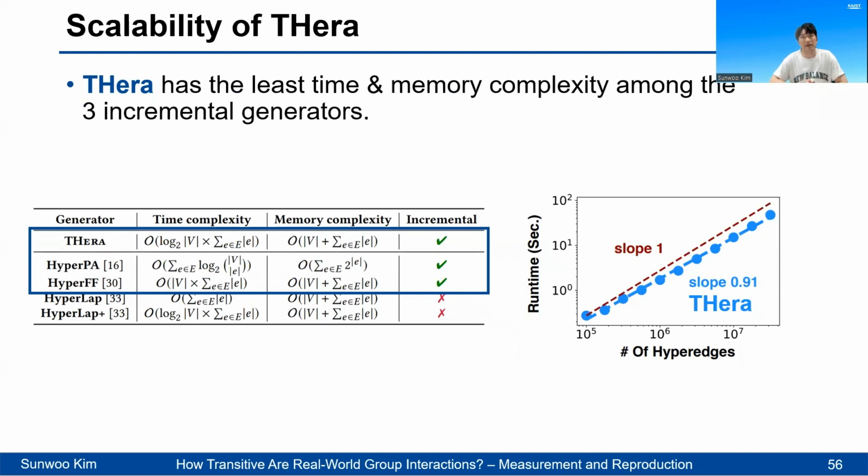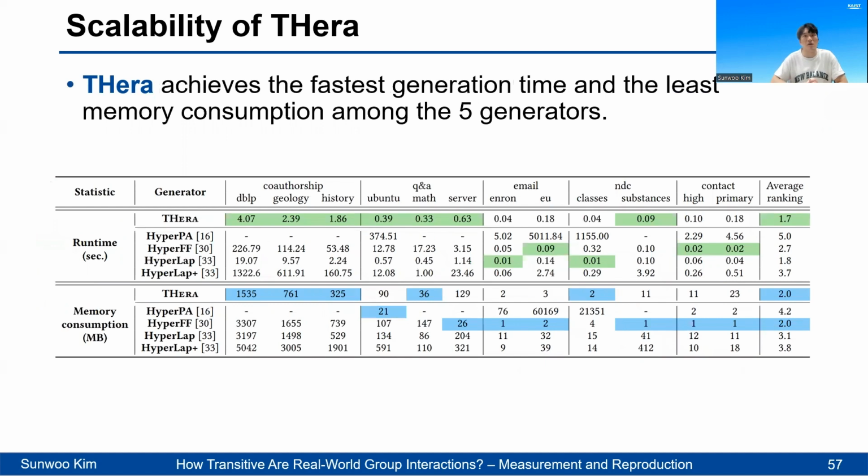Regarding the complexity, among the 3 incremental generators, Thera has the least time and memory complexity. Especially, Thera can generate a hypergraph of nearly 31 million hyperedges within a minute. Furthermore, Thera achieves the fastest generation time and the least memory consumption among the 5 hypergraph generators.